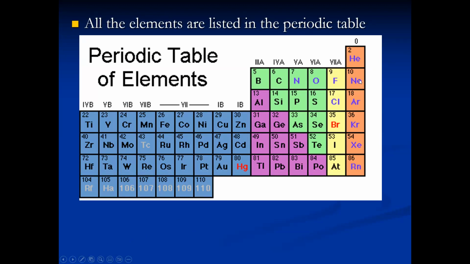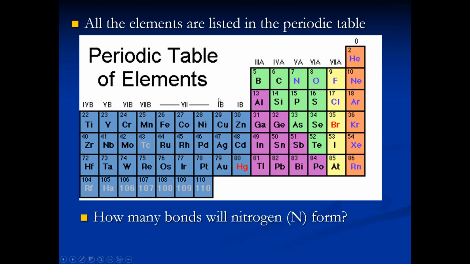And then over here, they already have 8, except for helium, which has 2, so they don't seek to form any. So this really should say 8 on top. It says 0. This is the number of bonds that are going to be formed here. The rest of this, you have to take 8 minus the family number. That's the number of bonds it will form.